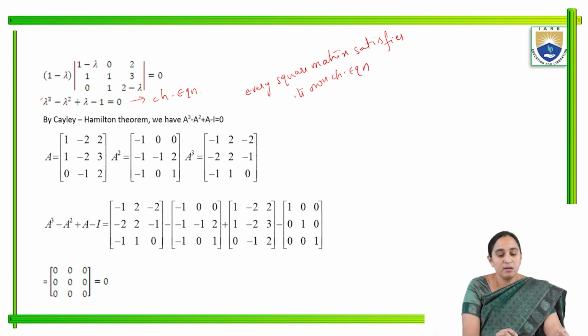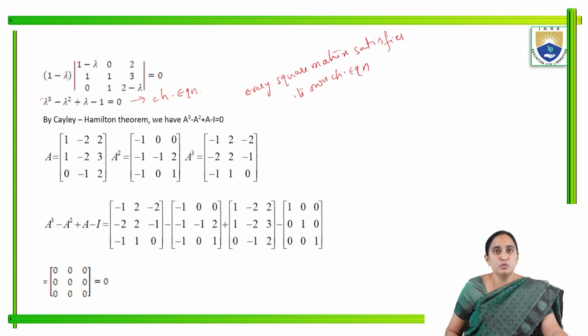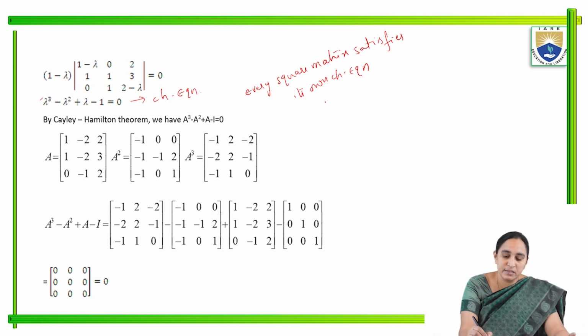For that, I'll take the given matrix. The given matrix is the given question: 1 -2 2, 1 -2 3, 0 -1 2. And A square is equal to what? How are we getting A square here? Just multiply the two matrices of A.